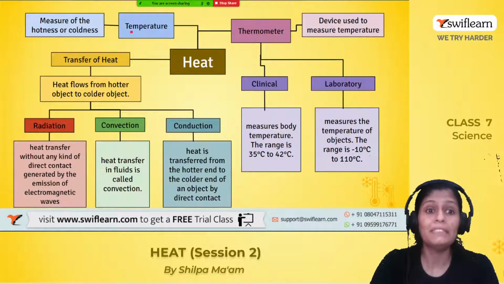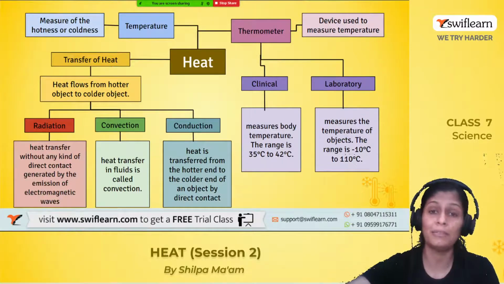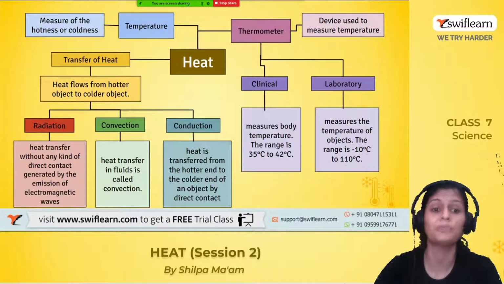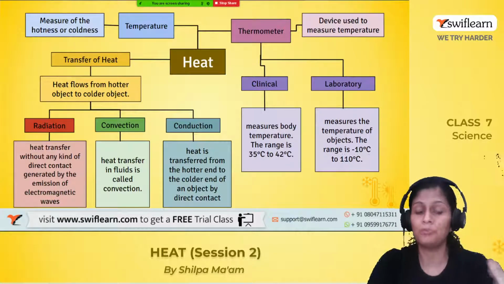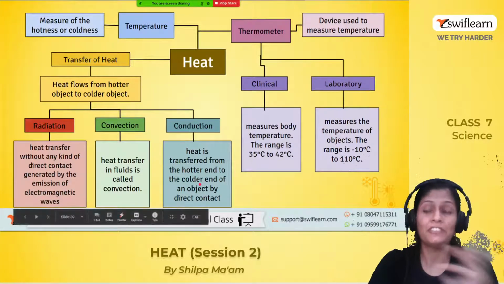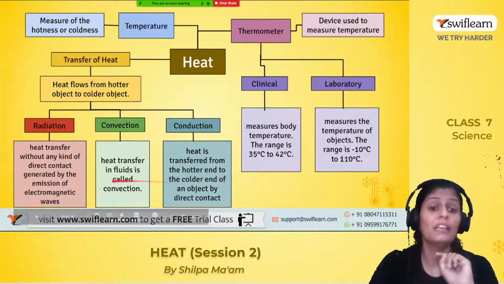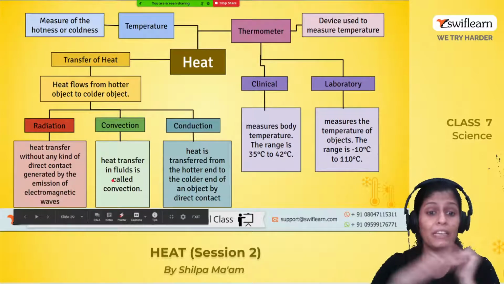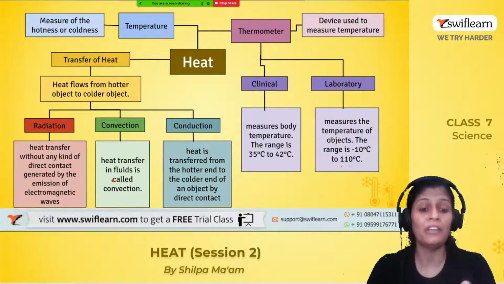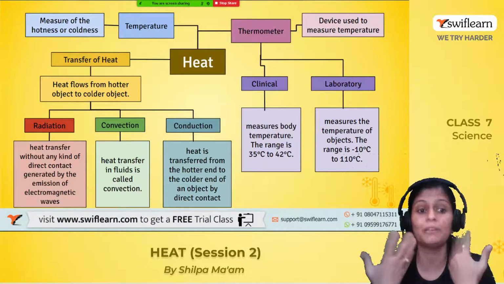What is temperature? It is a measure of hotness or coldness of a body. If we talk about heat, or transference of heat from one object to another, it is basically the transference of heat from a hotter object to a colder object. Three processes are there: radiation, convection, and conduction. Conduction is transference from a hotter end to a colder end by direct contact. The contact has to be there. Convection is the transfer of heat only in the case of fluids. Radiation is when we are not in direct contact with the substance, but still we are able to feel the radiations.